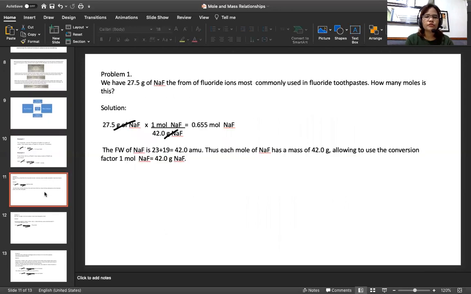For the next example, we have here 27.5 grams of sodium fluoride. How many moles is this? You want to know the moles of sodium fluoride, given 27.5 grams. You have to divide this by 42. Don't forget the cancellation. Then the unit now is in moles. It is important that you know that the formula weight has to be computed, because that is constant.